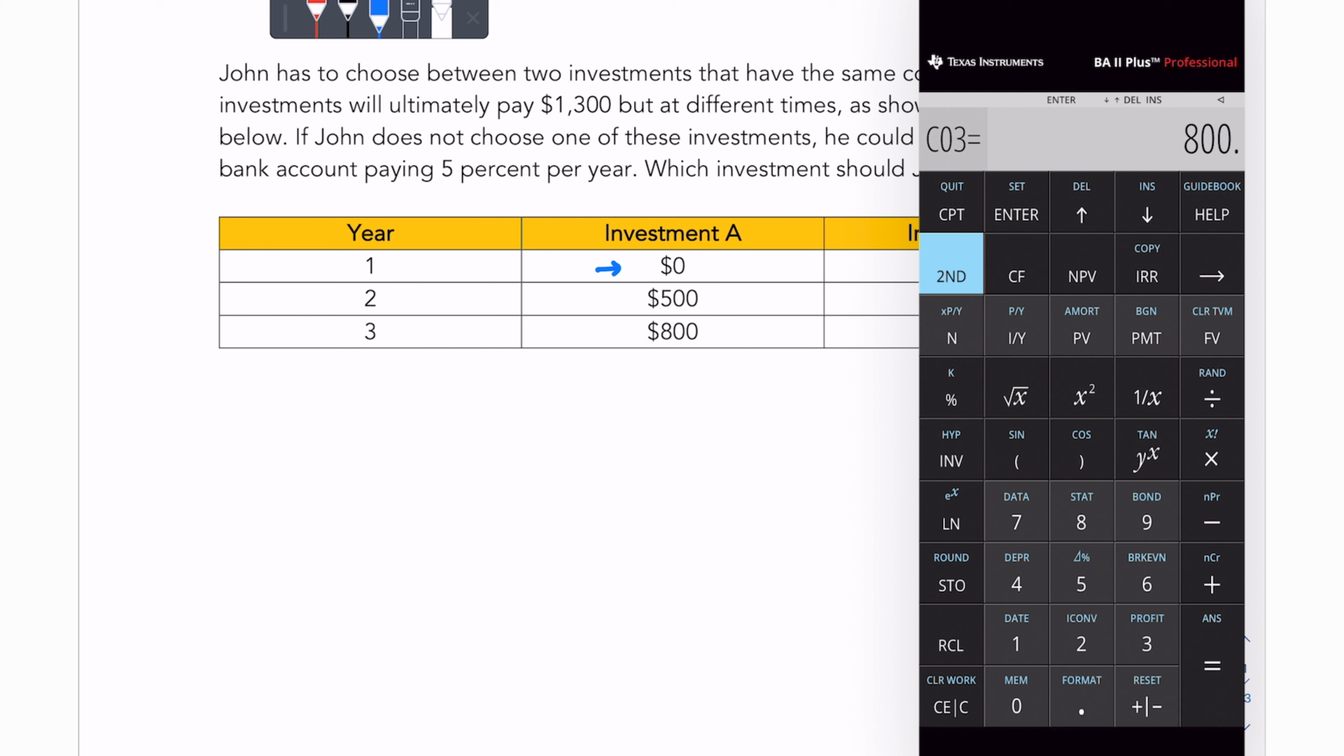Enter. Great. Now you'll want to press net present value. I is for the interest rate. In this question, the interest rate was 5%. So 5, enter, down, and press compute. So the present value for investment A is $1,144.58.